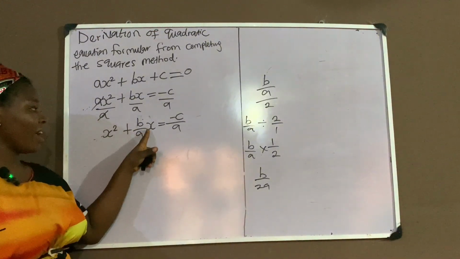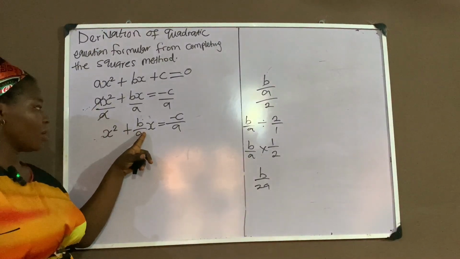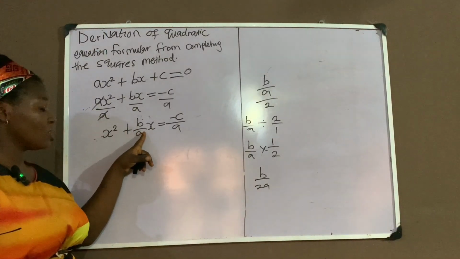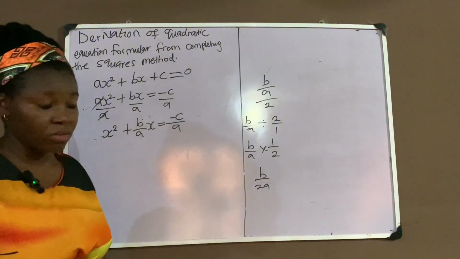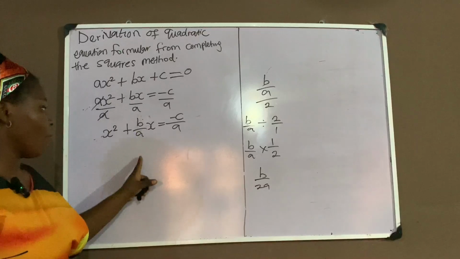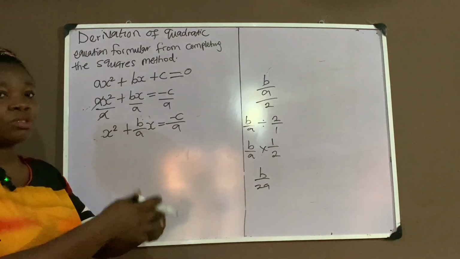You know all these things are representing numbers. So assuming the coefficient of x here is 4, when you divide 4 by 2, you get 2. So we just divided b over a and we got this. So we are going to add it to both sides and at the same time square it.